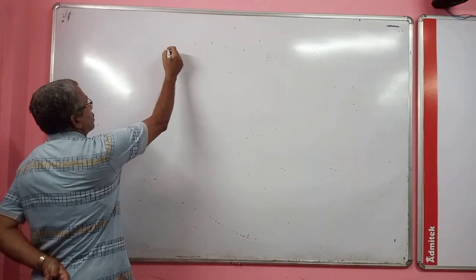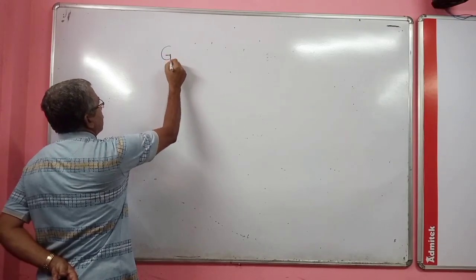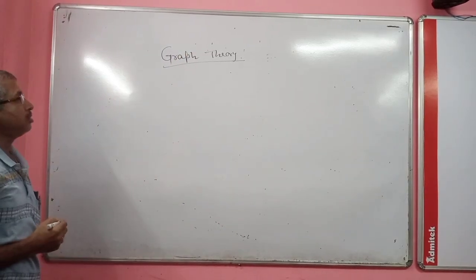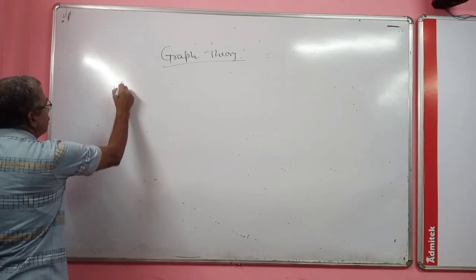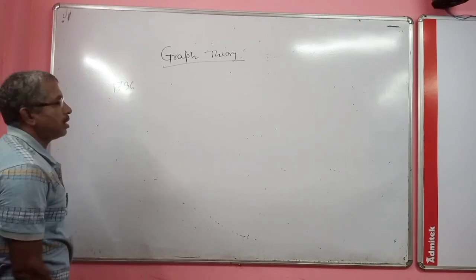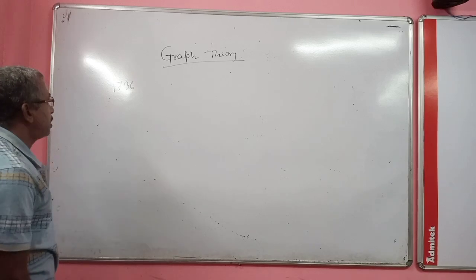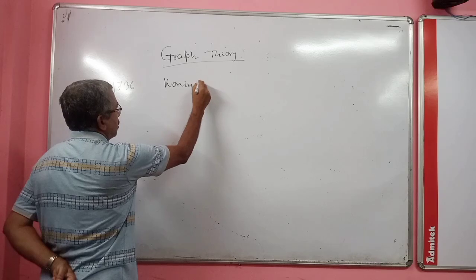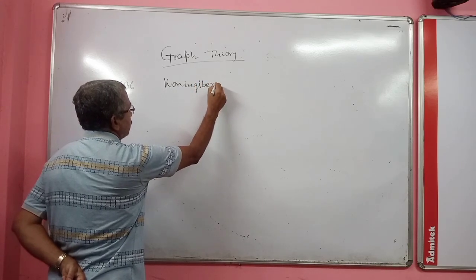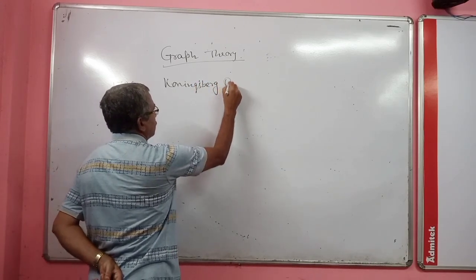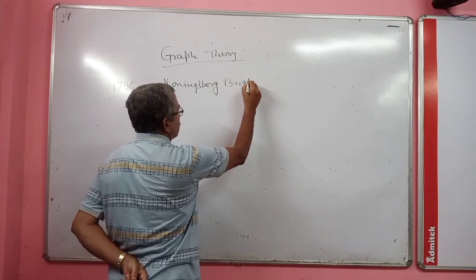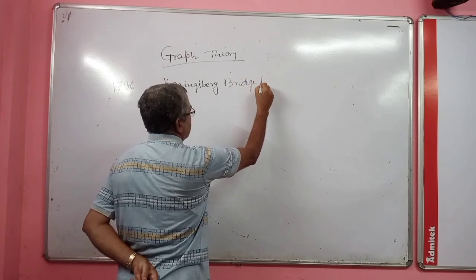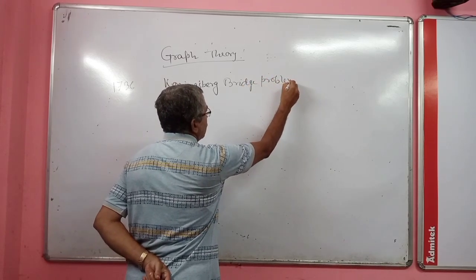The famous subject graph theory. Today I teach you the famous subject graph theory, which was invented in 1736 with the help of a famous problem, the Konigsberg bridge problem. Konigsberg bridge problem.